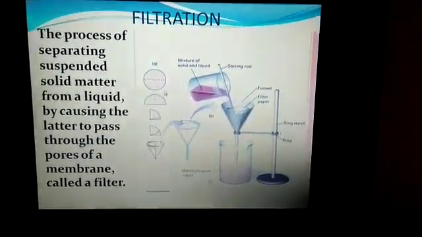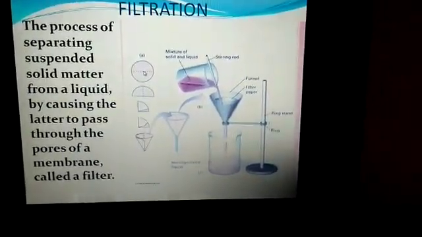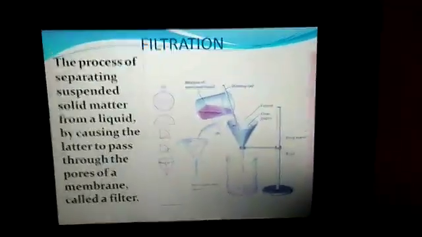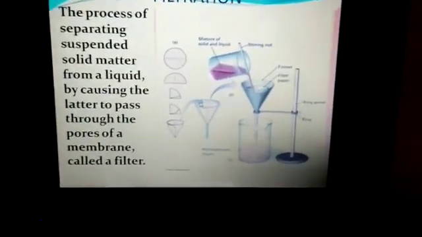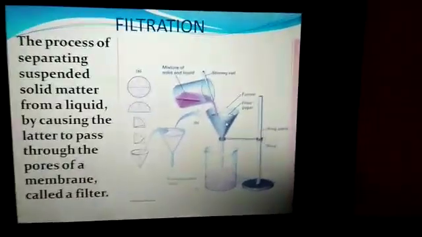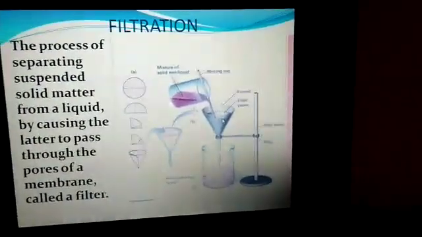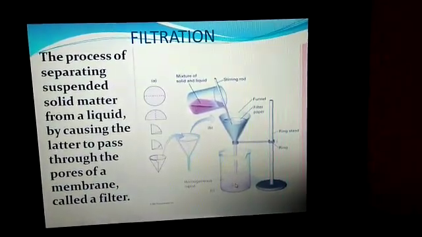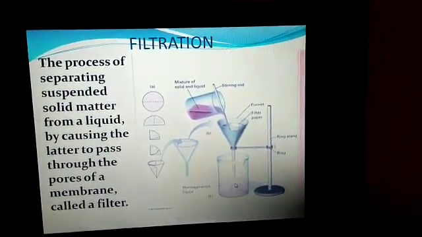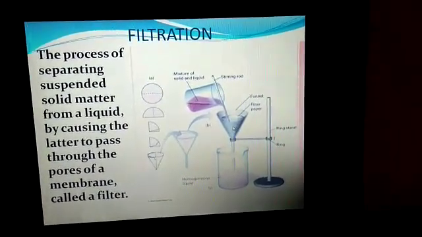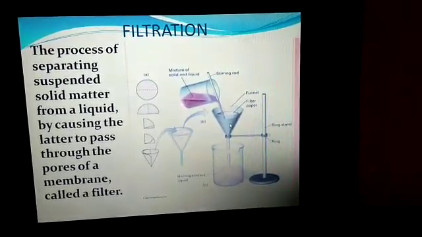You can see in the picture, first this is filter paper. You need to make a cone shaped filter from that filter paper, then keep that cone shaped filter paper on the funnel and pour the liquid over the funnel. Then slowly, drop by drop, the liquid will be collected in another container, which is a pure liquid, and the solid undissolved particles will be left over on the filter paper.